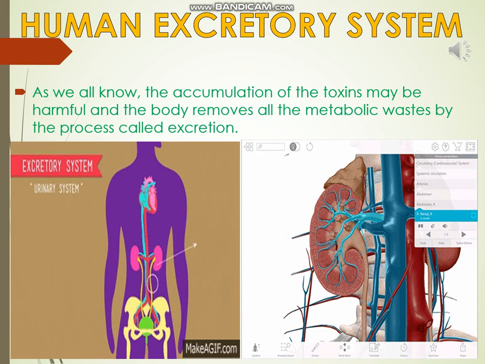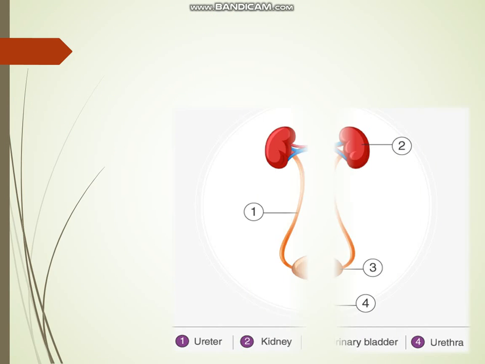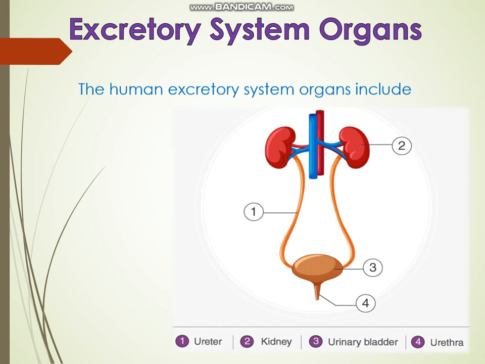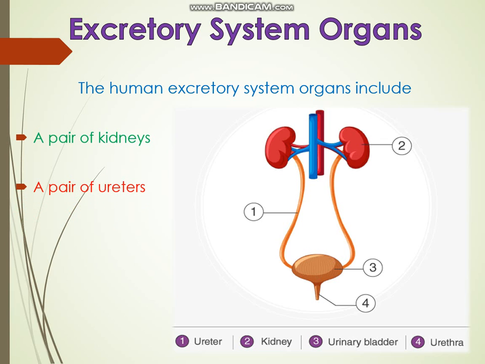Notes to explore the excretory system in human beings, different organs of the excretory system and the mechanisms of excretion in human beings. The excretory system includes a pair of kidneys, a pair of ureters, a urinary bladder and a urethra.